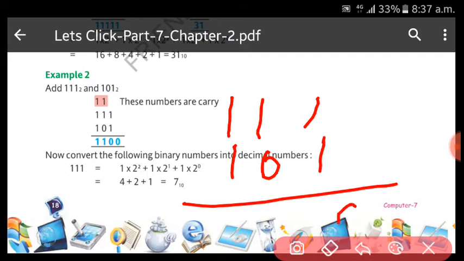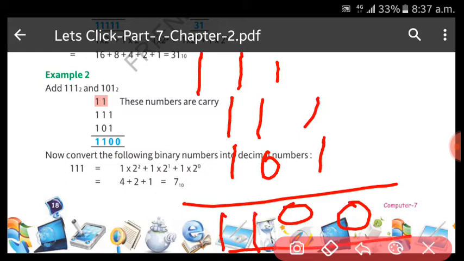Okay, and again understand, 1 1 1 we have to add with 1 0 1. So 1 plus 1 is 0, carry is 1. 1 plus 1 is 0, carry is 1, which we have written here. And 0 plus 0 is 0. 1 plus 1 is 0, carry is 1, we can write here. 0 plus 1 is 1, and 1 as it is. So this is the result. Many more questions are given in the exercise, you can do them for your practice.